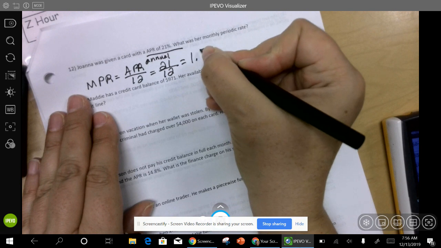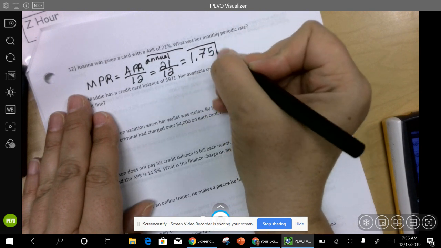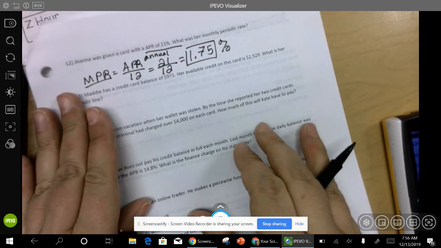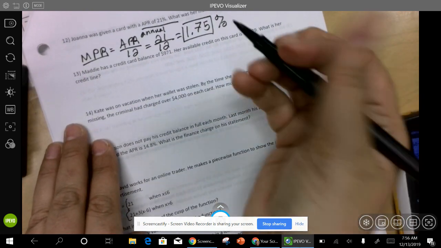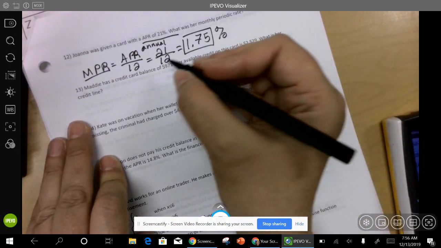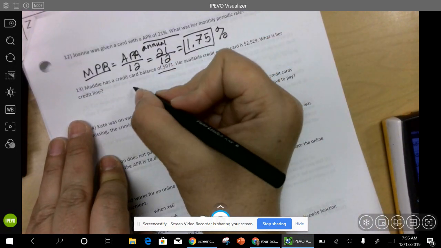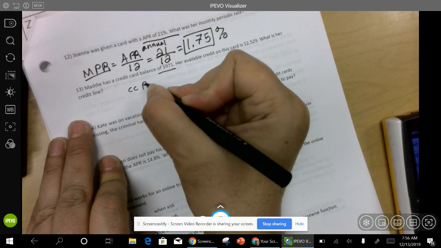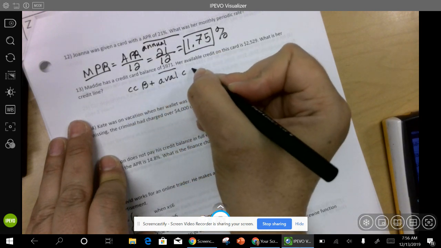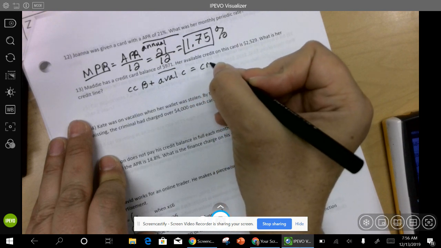I get 1.75%. Okay, everybody, this is for monthly periodic rate. Okay, Maddie has a credit card balance. So this is her balance. Okay, so it's going to be her credit card balance plus her available credit is going to give you the credit line.